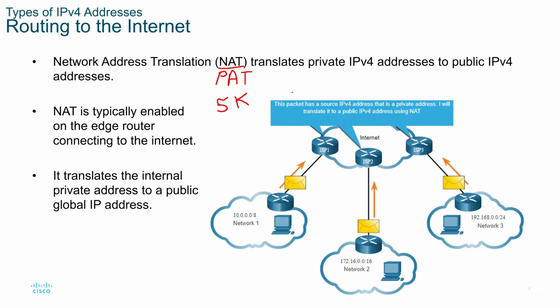NAT is typically enabled on the edge router connecting to the internet, and it translates the internal private to a public global IP address. The configuration of NAT is covered in a later course.